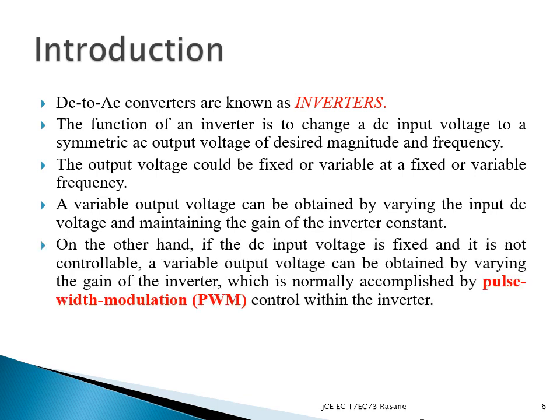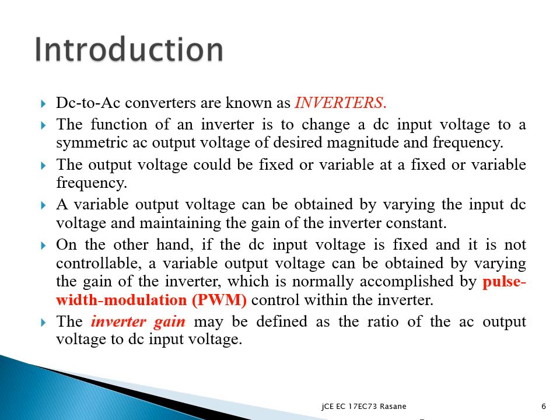On the other hand, if the DC input voltage is fixed and it is not controllable, a variable output voltage can be obtained by controlling the gain of the inverter, and such type is called pulse width modulation or PWM control within the inverter. So this is the most popular inverter to get the output voltage. The inverter gain may be defined as the ratio of the AC output voltage to the DC input voltage. We are familiar with the gain term.